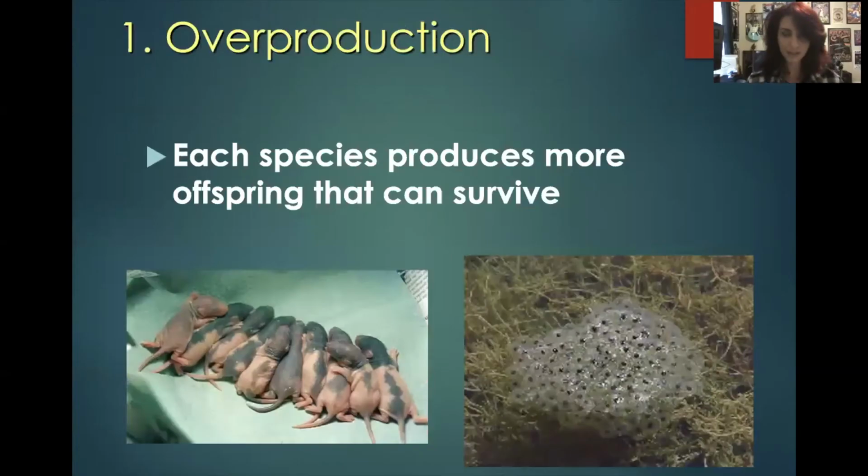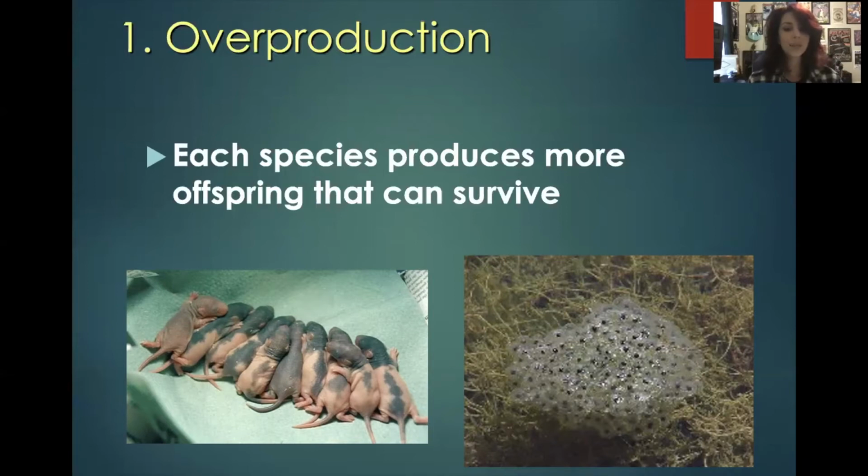Number 1, overproduction. This simply means that each species produces more offspring than can theoretically survive in the environment. If you remember a couple of lectures ago, we talked about Thomas Malthus and his influence on Charles Darwin's theory of evolution. And the idea is that in order to hedge your bets for survival, it makes sense to make more babies than can actually survive in the environment.